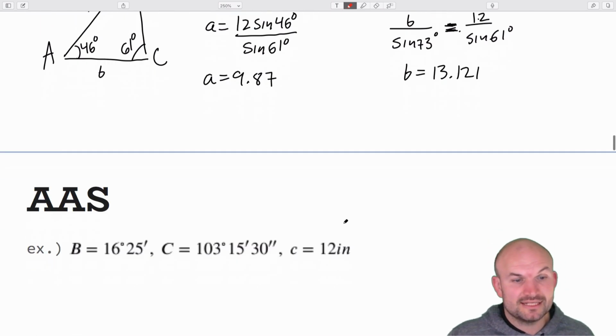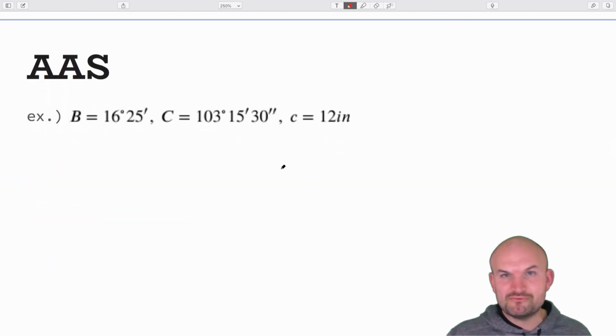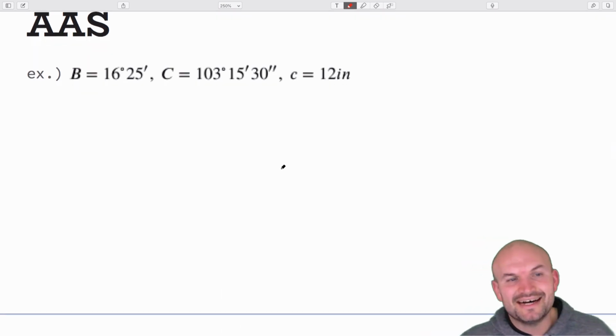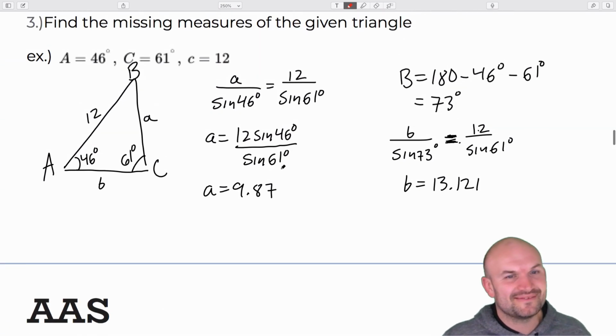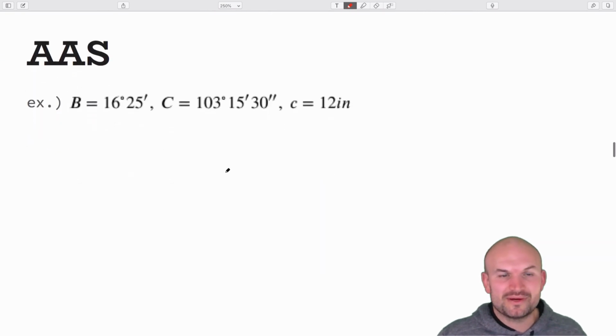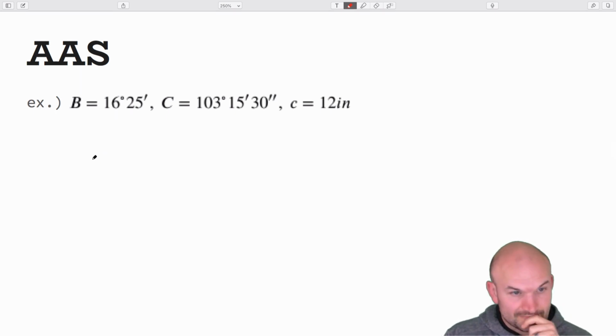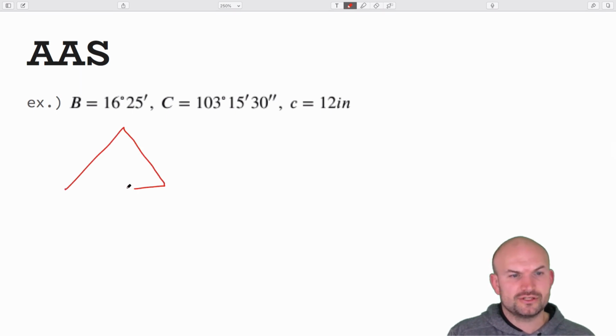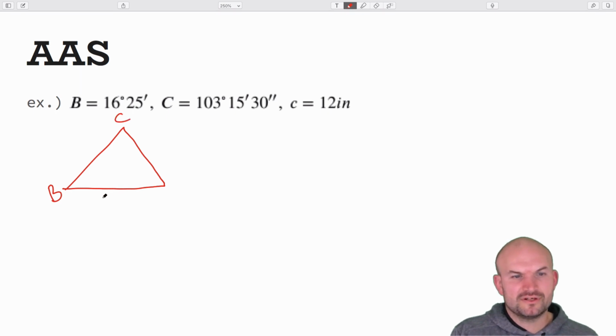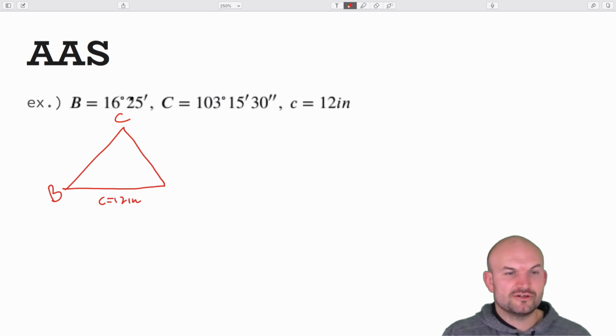So let's do another example like this. I gave myself all the ones with degrees, minutes, and seconds. All right, let's get through this one. So again, draw the triangle to understand what it should look like. Let's call this one B. Let's call this one C. And then we'll have little c here. So this is going to be 12 inches. Now this is going to be 16.